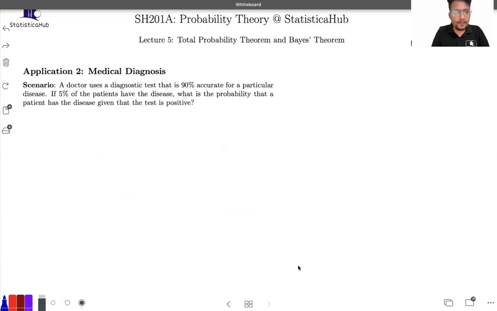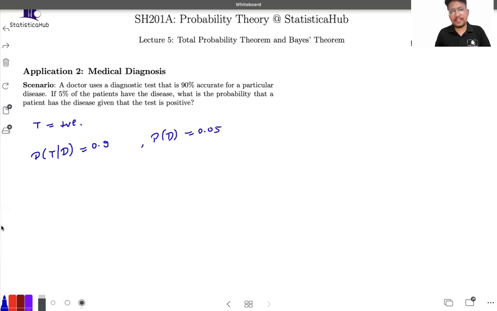Moving ahead, we have one more scenario in which we can apply the Bayes theorem and the total probability theorem. In this problem, a doctor uses a diagnostic test that is 90% accurate for a particular disease. Again, the same kind of thing. Let T denote that the test is positive. The probability that the test is positive, given that there is the disease, is 0.9. And the probability that you have the disease is 0.05.